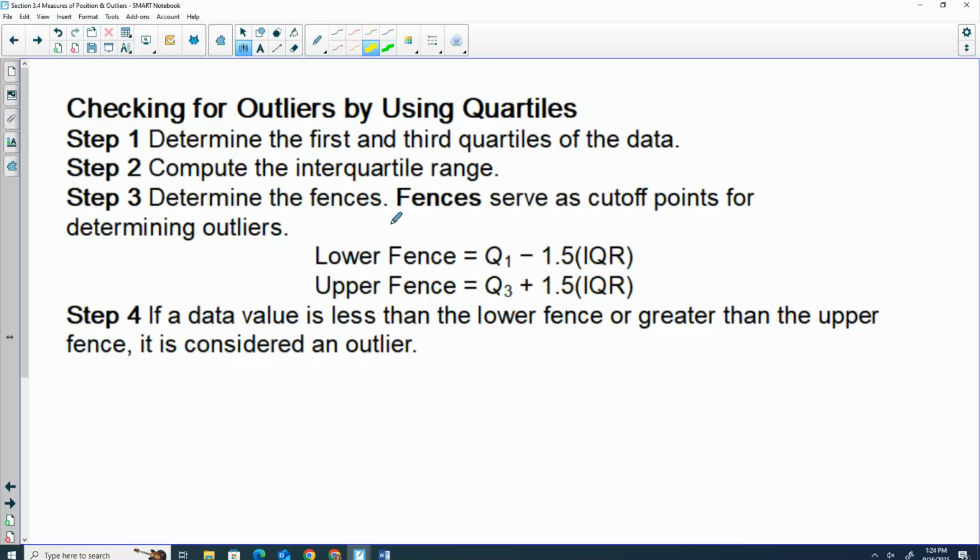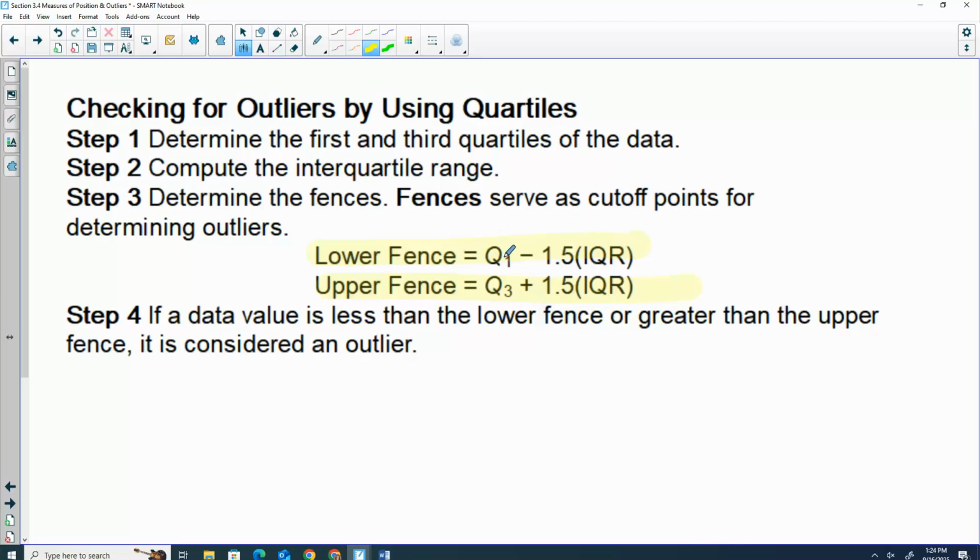To find them, everybody has their formula sheet. It is like one of the last things on the second column of chapter 3. Lower fence is the lowest it can be without being an outlier. Upper fence is the highest. So everything between those is considered normal. If you're smaller than the lower or bigger than the upper, you're an outlier. And it's based off the interquartile range.